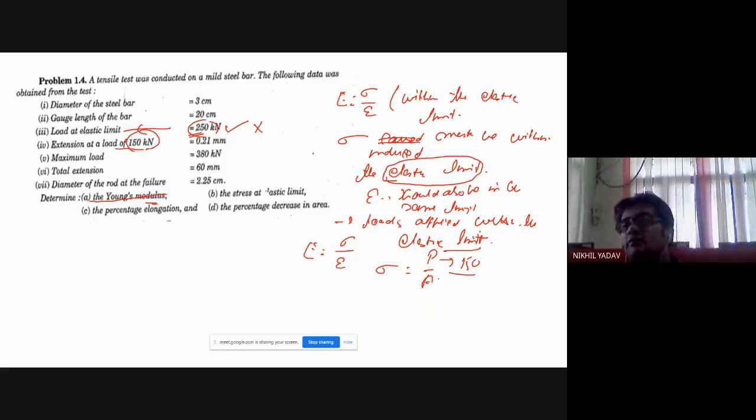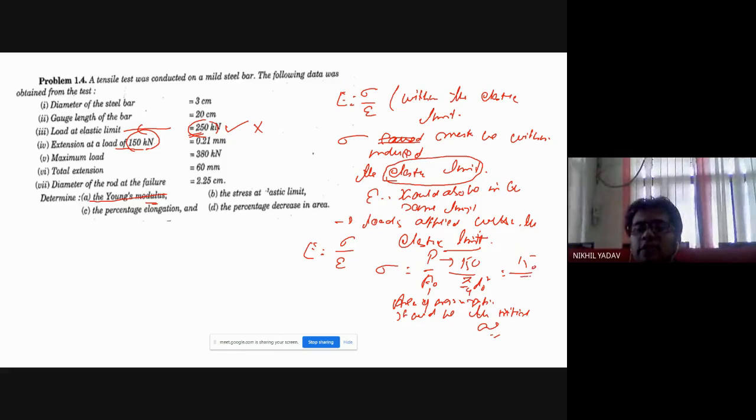We have seen that we have to calculate the engineering stress and strain, and for that case the A should be your original cross-sectional area, the initial one. Okay, fine. So this is your pi by 4 d square, or we can say d naught square. So 150 upon pi by 4 into, sorry, the dia, that is 20 centimeters. The diameter of the bar was 3 centimeter, so it will be 3 square.